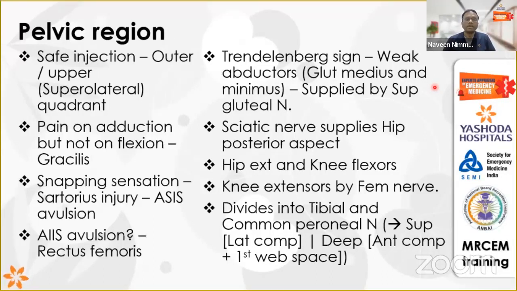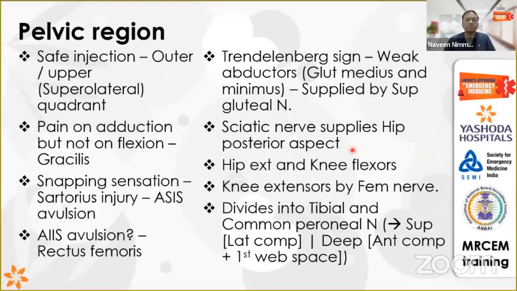The sciatic nerve supplies the posterior aspect of the hip. All the posterior muscles in the hip and in the leg, sole, everything on the posterior side is handled by the sciatic nerve, because the sciatic nerve is going to split into the posterior tibial and common peroneal nerves. So hip extensors and knee flexors are all supplied by the sciatic nerve. Knee extensors are on the anterior aspect of the thigh, so they will be supplied by the femoral nerve. The sciatic nerve divides into tibial and common peroneal nerves.